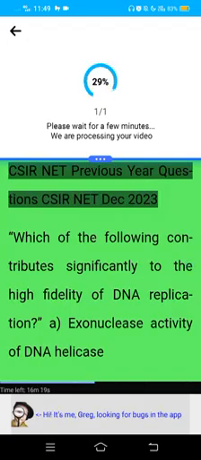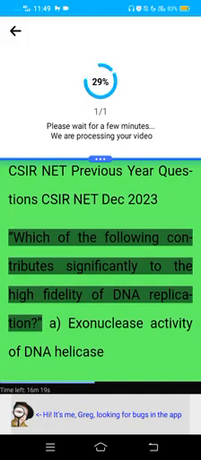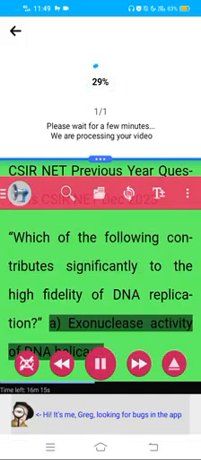CSIR NET previous year question, CSIR NET December 2023. Which of the following contributes significantly to the high fidelity of DNA replication? Exonuclease activity.